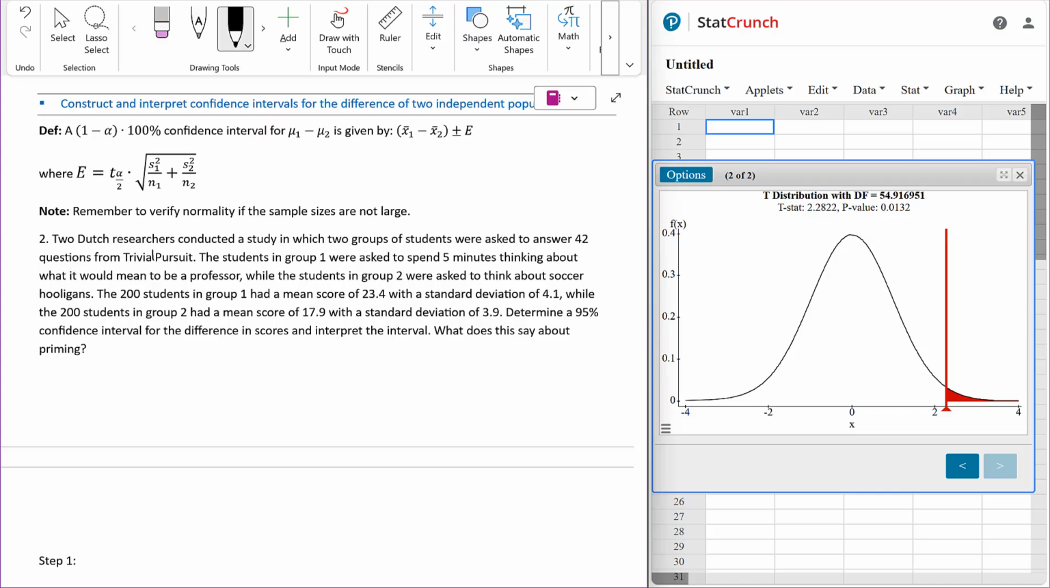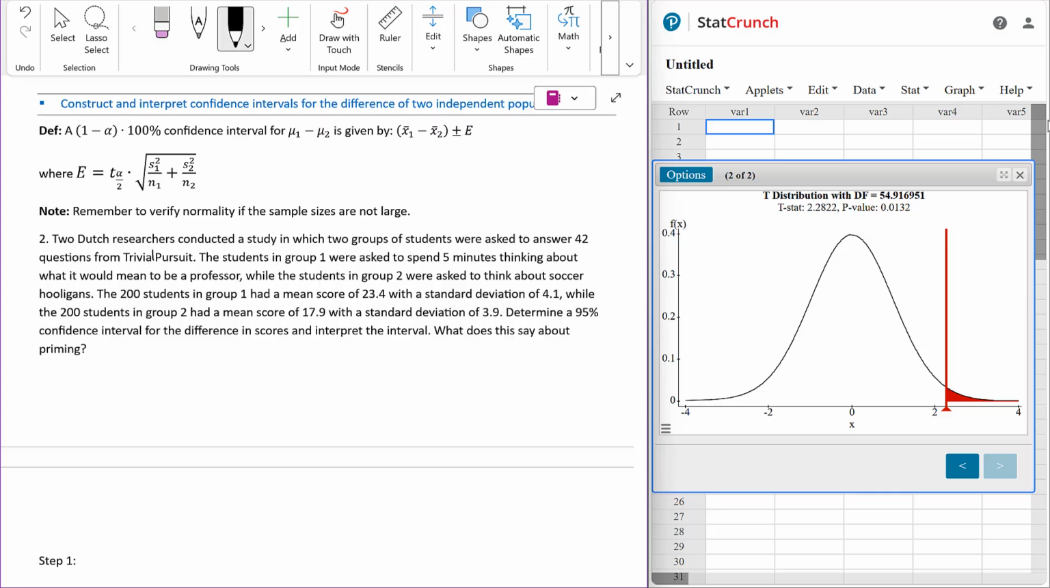Two Dutch researchers conducted a study in which 2 groups of students were asked to answer 42 questions from Trivial Pursuit. The students in group 1 were asked to spend 5 minutes thinking about what it would mean to be a professor, while the students in group 2 were asked to think about soccer hooligans. The 200 students in group 1 had a mean score of 23.4 with a standard deviation of 4.1, while the 200 students in group 2 had a mean score of 17.9 with a standard deviation of 3.9. We want to determine a 95% confidence interval for the difference in scores and interpret the interval, and then answer the question, what does this say about priming?